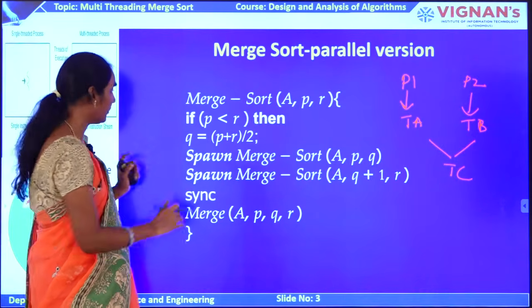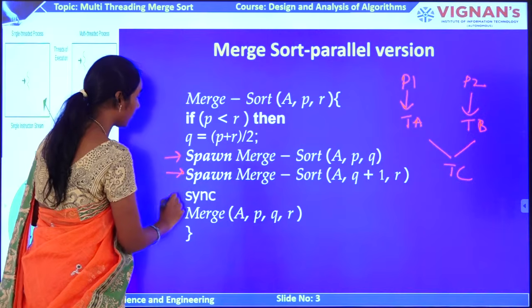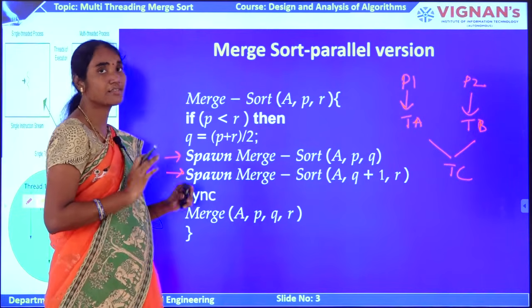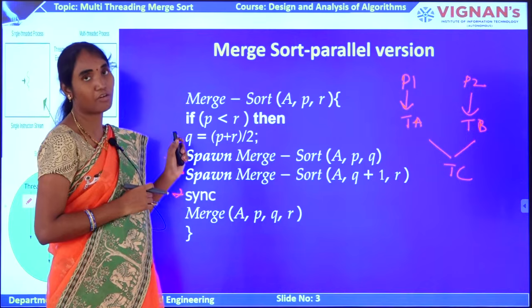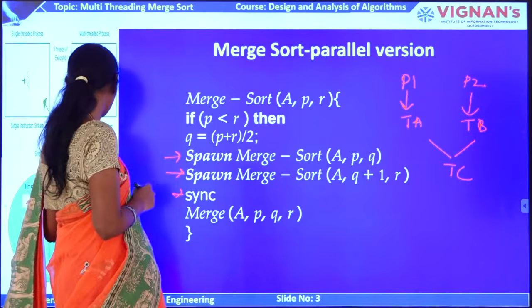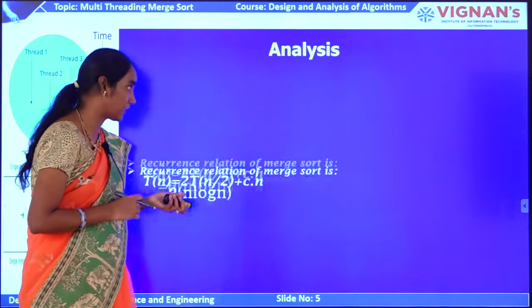The algorithm is almost the same, and here spawn, sync, right? So this is about your merge sort parallel version, or multi-threaded merge sort. Now let's see the analysis part, right?